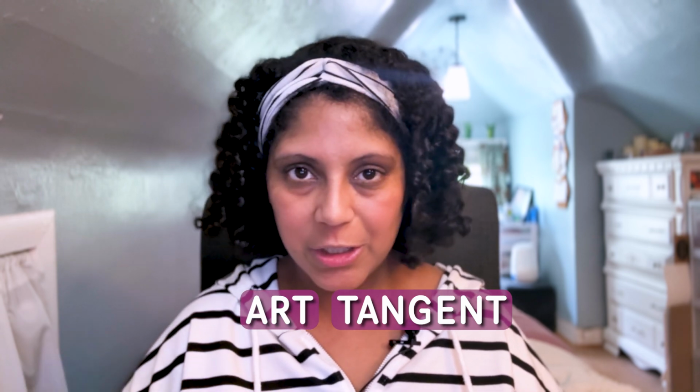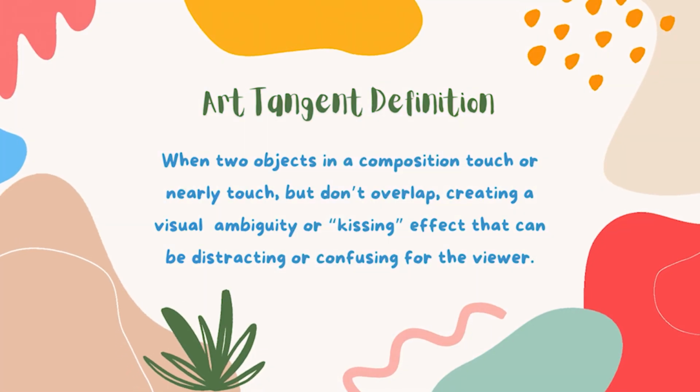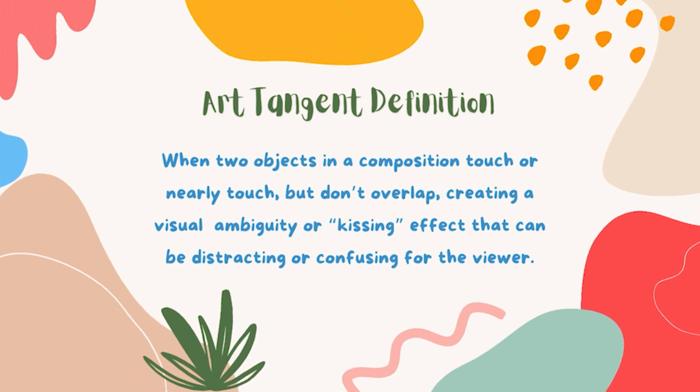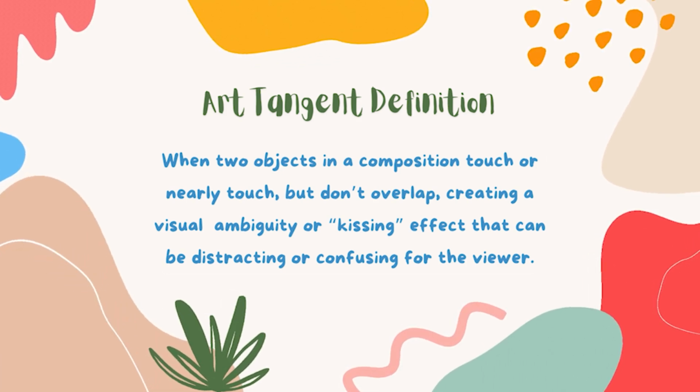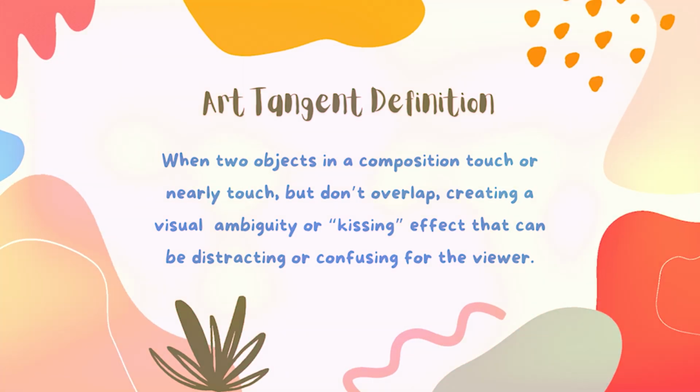So the mistake that I made on purpose over and over again is called an art tangent. If you were to just look up tangent, you would start seeing things with geometry and whatever else, but art tangents are different. So according to Google, an art tangent is when two objects in a composition touch or nearly touch but don't overlap, creating a visual ambiguity or a kissing effect that can be distracting or confusing for the viewer. So basically, it's when two lines or objects in the drawing either touch or they almost touch instead of overlapping or missing each other entirely.